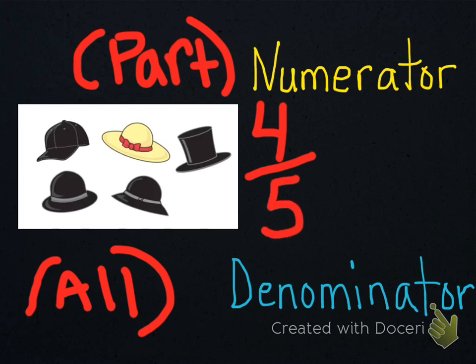Now, instead of me asking you what fraction of the hats is black, what if I were to ask, what fraction of the hats is yellow? In this case, you would count that there is only 1 hat that is yellow. Again, that is our part, so that is our top number or our numerator. And then we know our total number of hats altogether is 5, so the denominator stays the same as 5. I would read this as 4/5 of the hats are black and 1/5 of the hats is yellow.